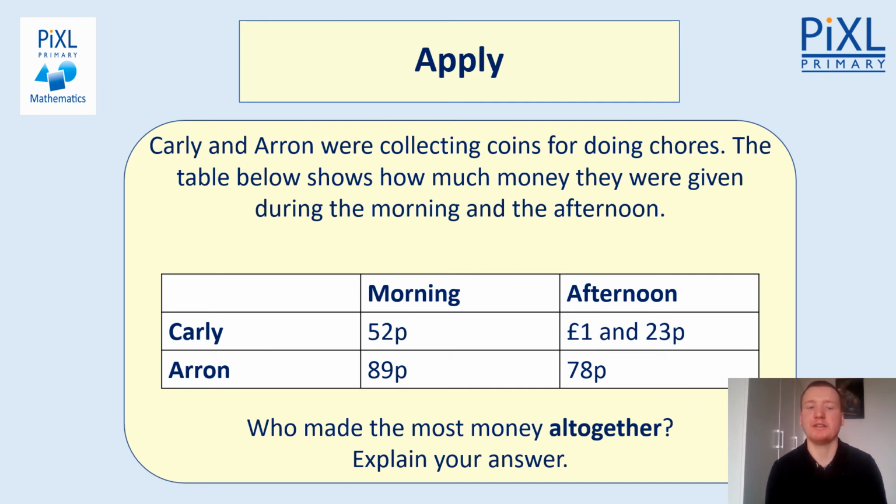So what I want you to do is add the morning for Carly and the afternoon for Carly first to come up with your first answer. And the next part, you need to add Aaron's morning and Aaron's afternoon together. So two different steps to this question. Make sure you do it nice and slow so we get the right answer. So have a go and come back to the video once you've got your answer.